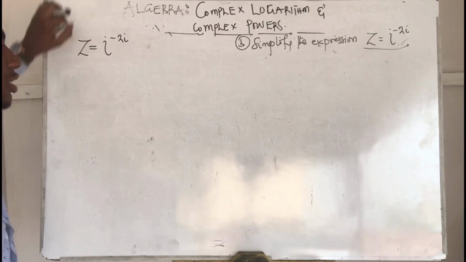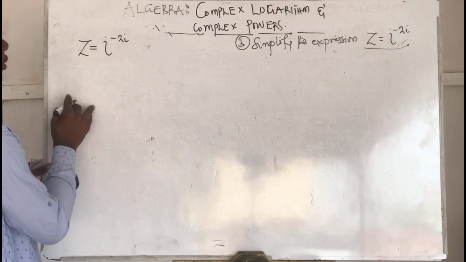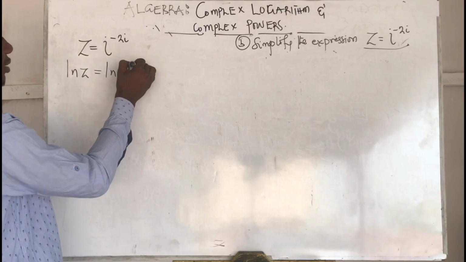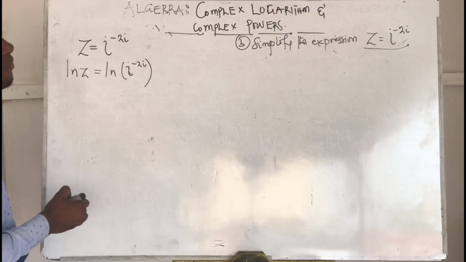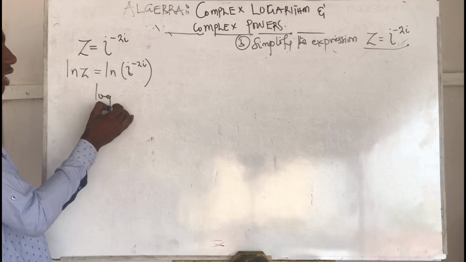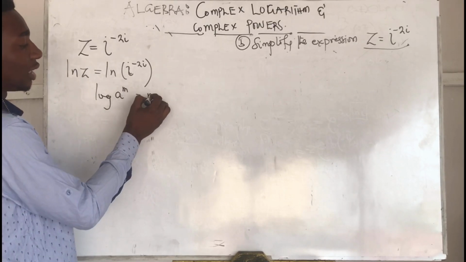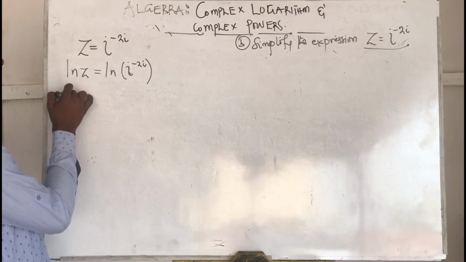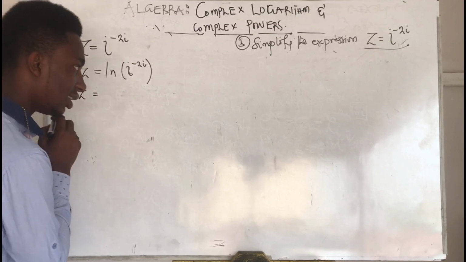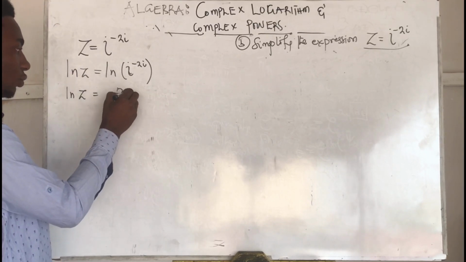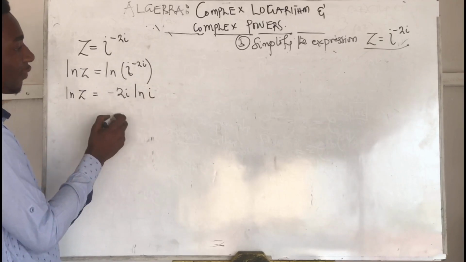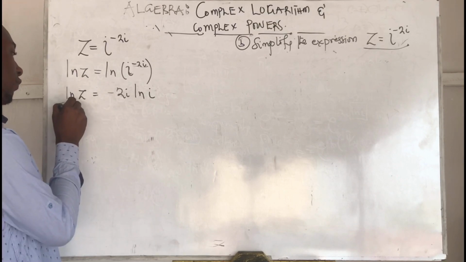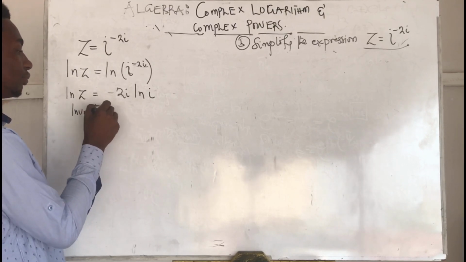So what are we going to do here? First of all, we want to find the logarithm of both sides. So you have ln of z, which is equal to the ln of i exponent negative 2i. And per laws of logarithm, anytime you have something of this nature, log a exponent n is the same as n log of a. So now from here we can say ln z is the same as negative 2i ln of i. So we take the exponent and multiply by the logarithm of the number. And now, if we have to apply our inverting process over here.